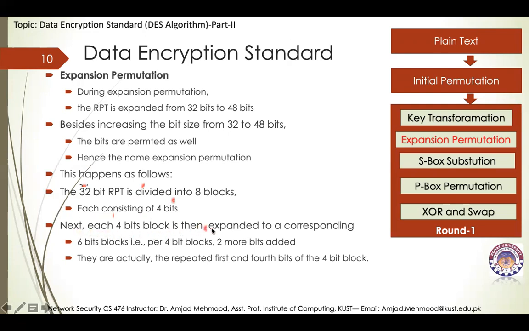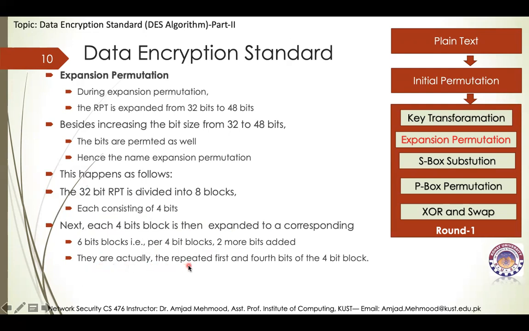Each 4-bit block is then expanded to a corresponding 6-bit block. That is, per 4-bit block, 2 more bits are added. So we need 2 more bits. I'll show this with the help of a diagram in the next slide.